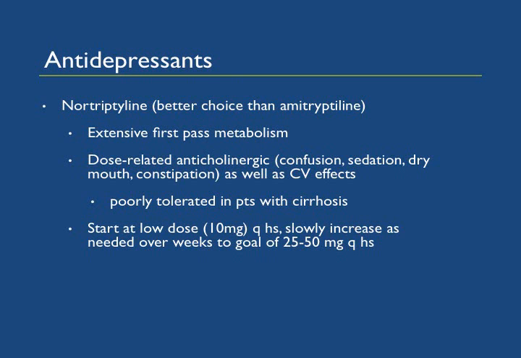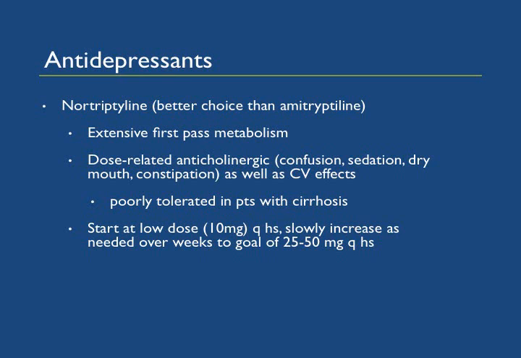Antidepressants are another class of analgesics that are well reported in the literature to be used for pain. I will focus on nortriptyline, which is believed to be a better choice than amitriptyline. Nortriptyline does have extensive first-pass metabolism, and it also has dose-related anticholinergic effects, such as confusion, sedation, dry mouth, and constipation, and it also can have significant cardiovascular effects.